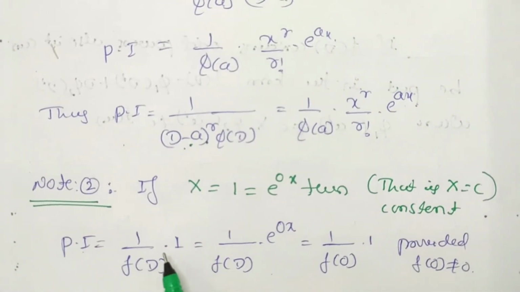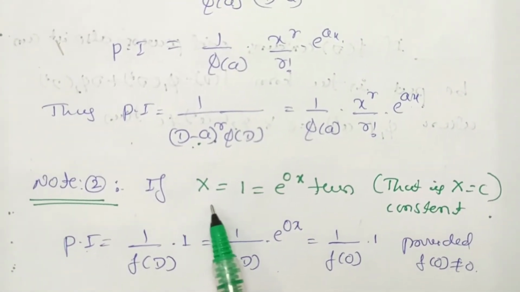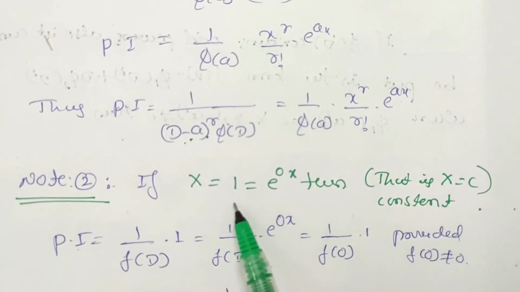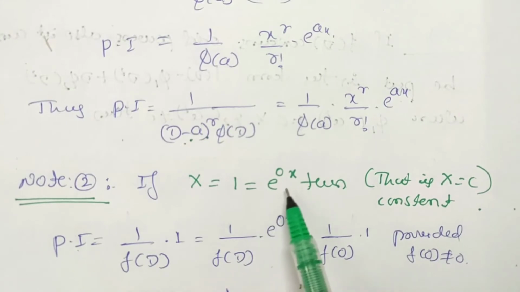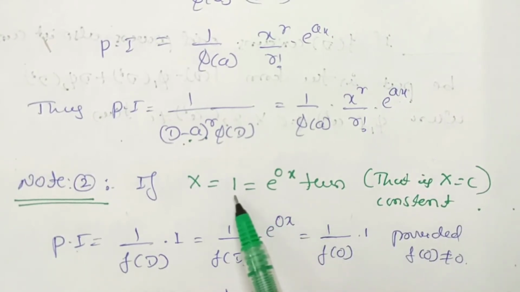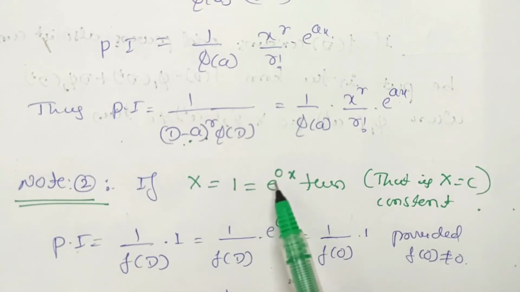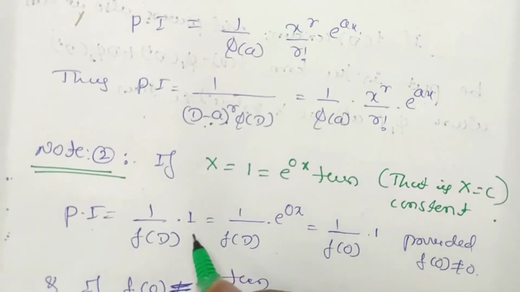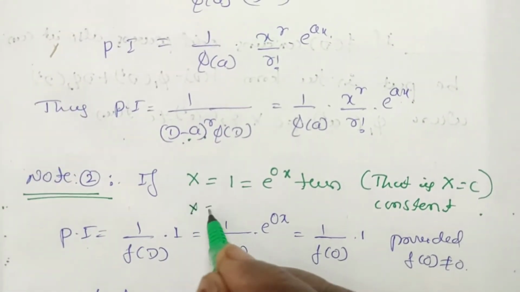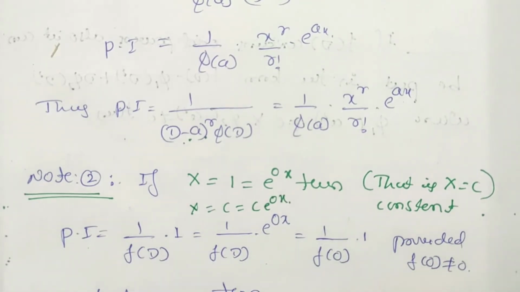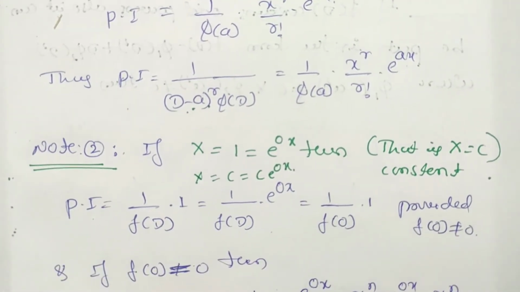Take one note. If X is equal to 1 or a constant, then you have to express this constant in terms of e raised to ax only. So here 1 is nothing but e to the power of 0x. Suppose we have 2, it means 2 into e to the power of 0x. Generally, suppose X is equal to c, we can take c into e to the power of 0x, c as it is, and we can apply the rules for e to the power of 0x.